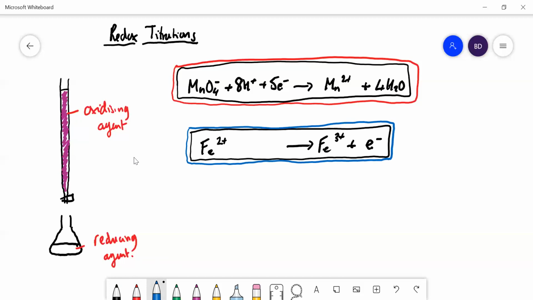And the other one that they want you to know about is the ethanedioic ion, or the ethanedioic acid. So ethanedioic acid is like that. Now when it's oxidized, it gets oxidized to carbon dioxide. And so we'll write the formula of that then.